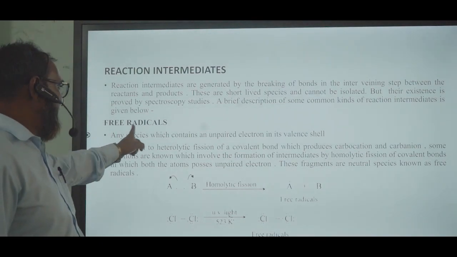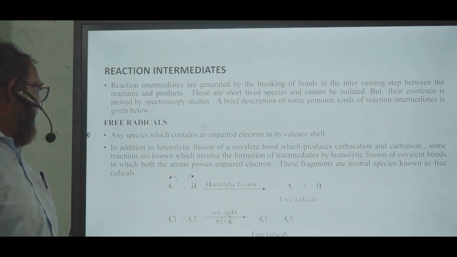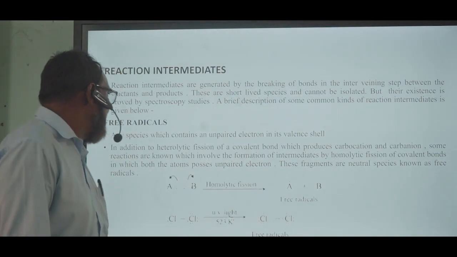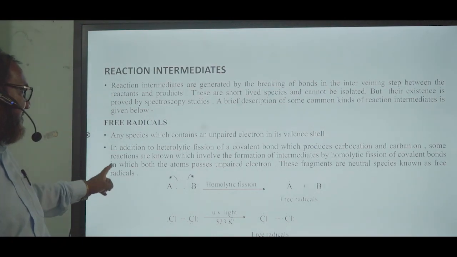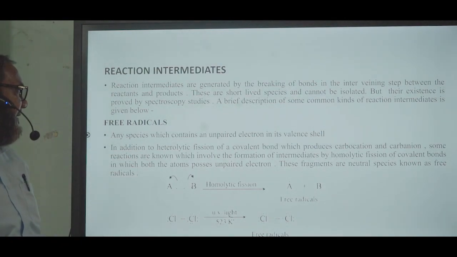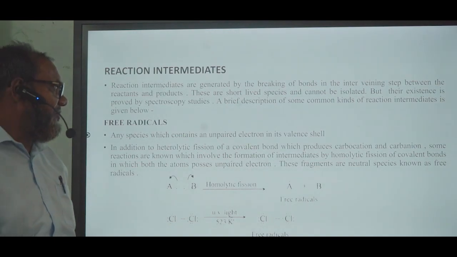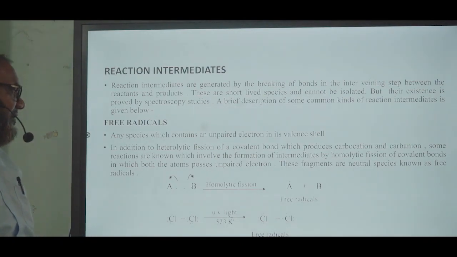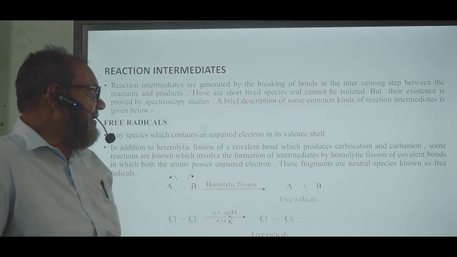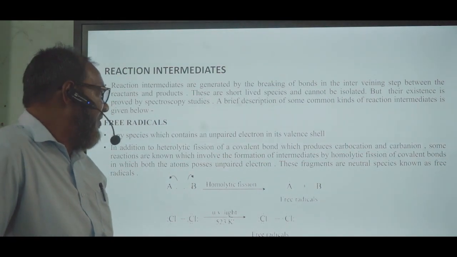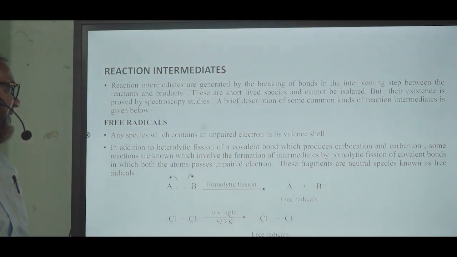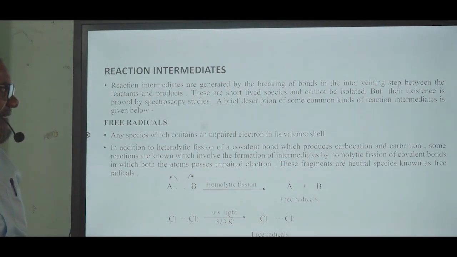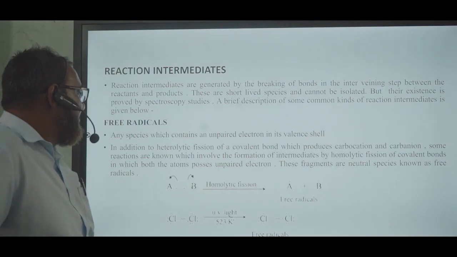Now, one is free radicals. Any species which contains an unpaired electron in its valence shell is called a free radical. In addition to heterolytic fission of a covalent bond which produces carbocation or carbanion, some reactions are known which involve the formation of intermediates by homolytic fission of covalent bonds, where both the atoms possess unpaired electrons. These fragments are neutral species and known as free radicals.